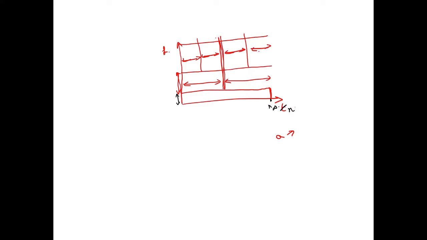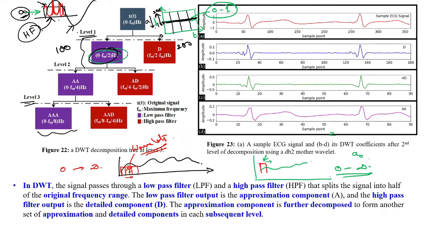100 to 200, 0 to 100, 0 to 50, 50 to 100, 100 to 200, then again 0 to 25, 25 to 50.